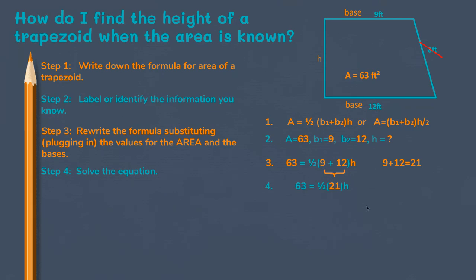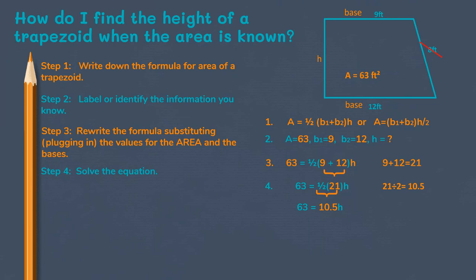So the next step that I can do is I can look at that 21 and that 1/2. And remember, if we're multiplying by 1/2, that means I can just divide by 2. So I can take that 21, divide it by 2, and I get 10.5. Once I get 10.5, again, just like we did on our other example, we're going to plug that in the place that we just figured out, right? So now I have 63 equals 10.5 times H.